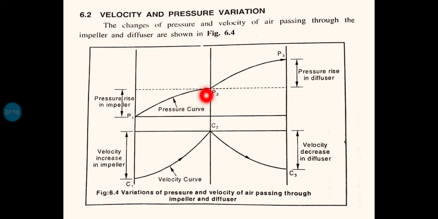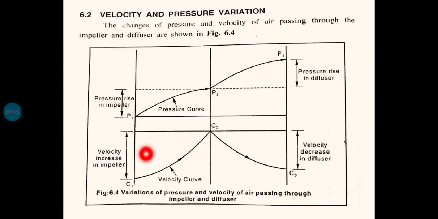Now the high velocity air leaving the impeller enters the diffuser. From there, at the expense of the kinetic energy, further pressurization takes place. So this much is the pressure rise in the diffuser due to the expense of kinetic energy. This much pressure rise is due to the momentum transfer by the impeller, and this much is the pressure rise due to the expense of the kinetic energy.